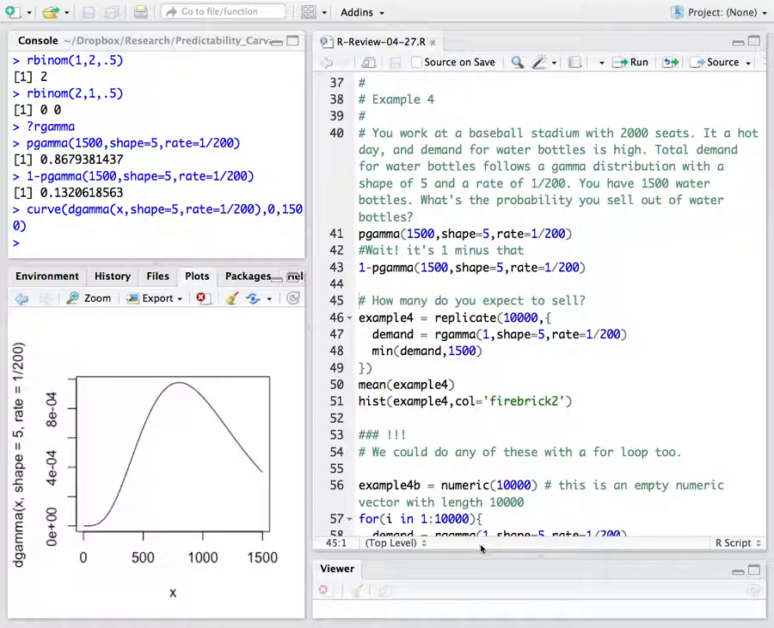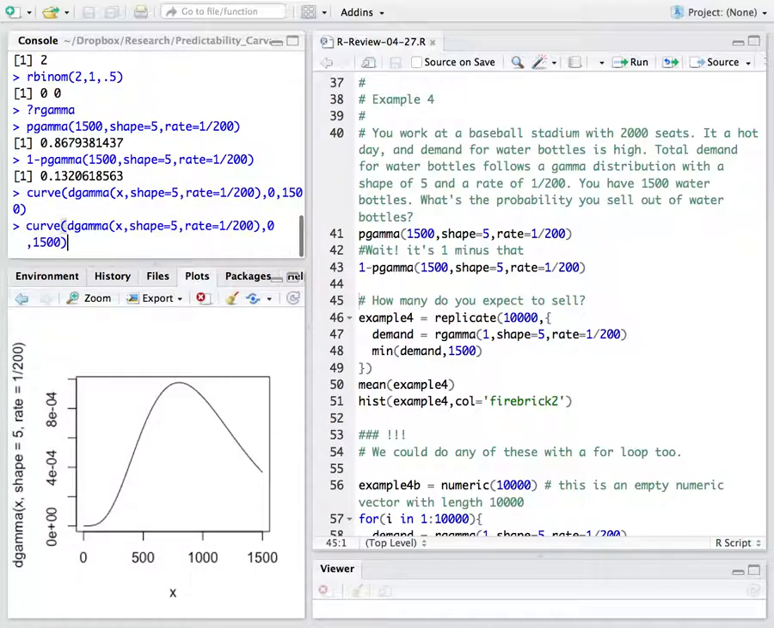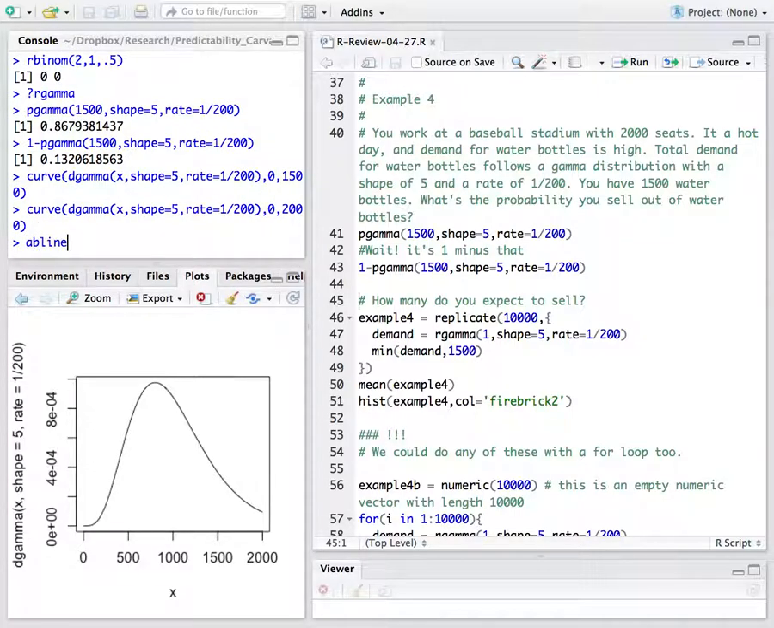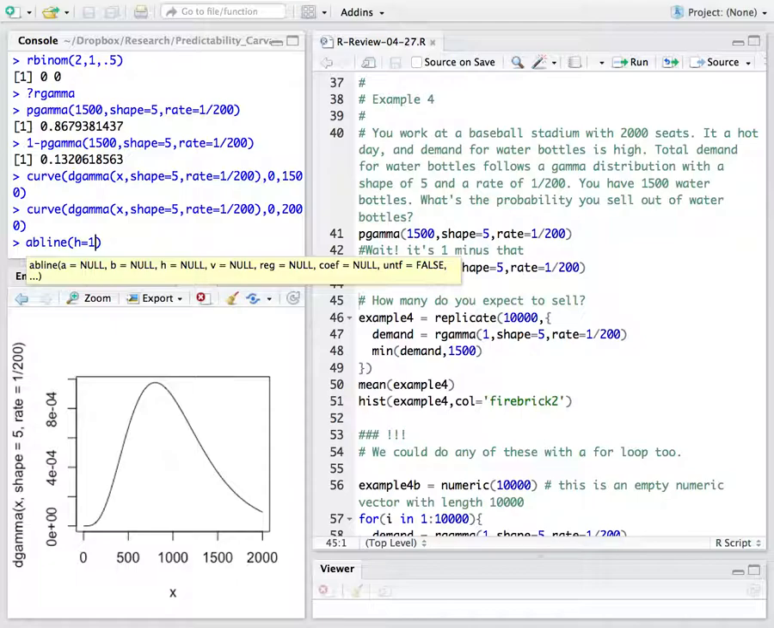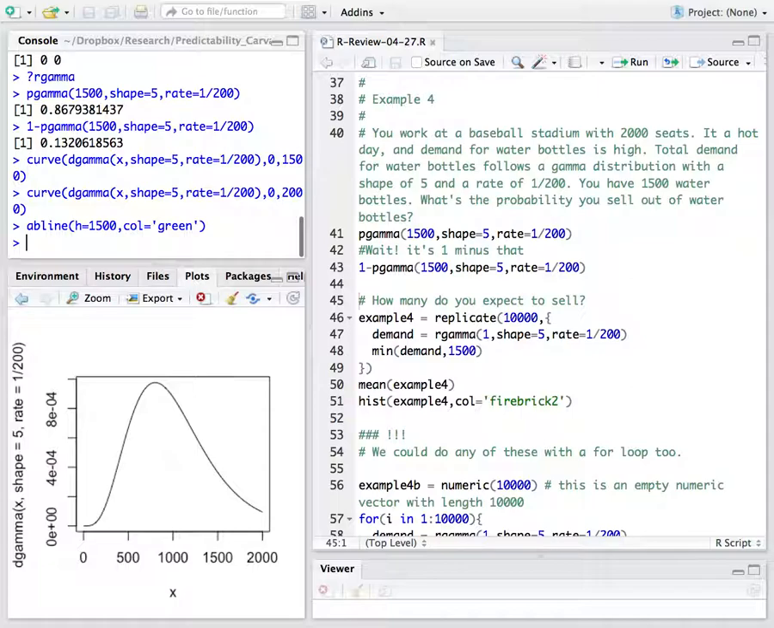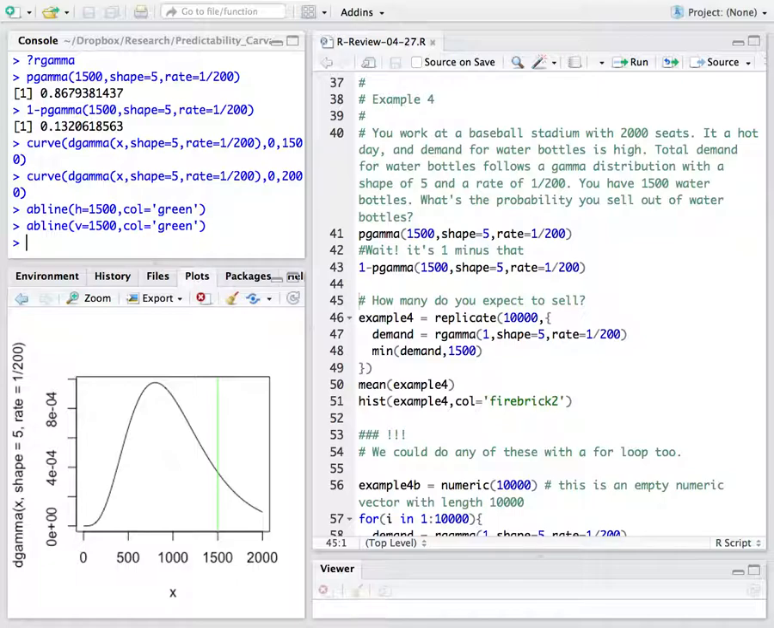So the P gamma without the 1 minus, what part of the curve does it give you? So with the 1,500 there, excuse me, not horizontal, we want it vertical. So all of the P functions, P norm, P gamma, P unif, or whatever function it may be, integrate from the left up to a point. If we want the probability we sell out of water bottles, that's the probability of being greater than 1,500. That's why we do 1 minus.